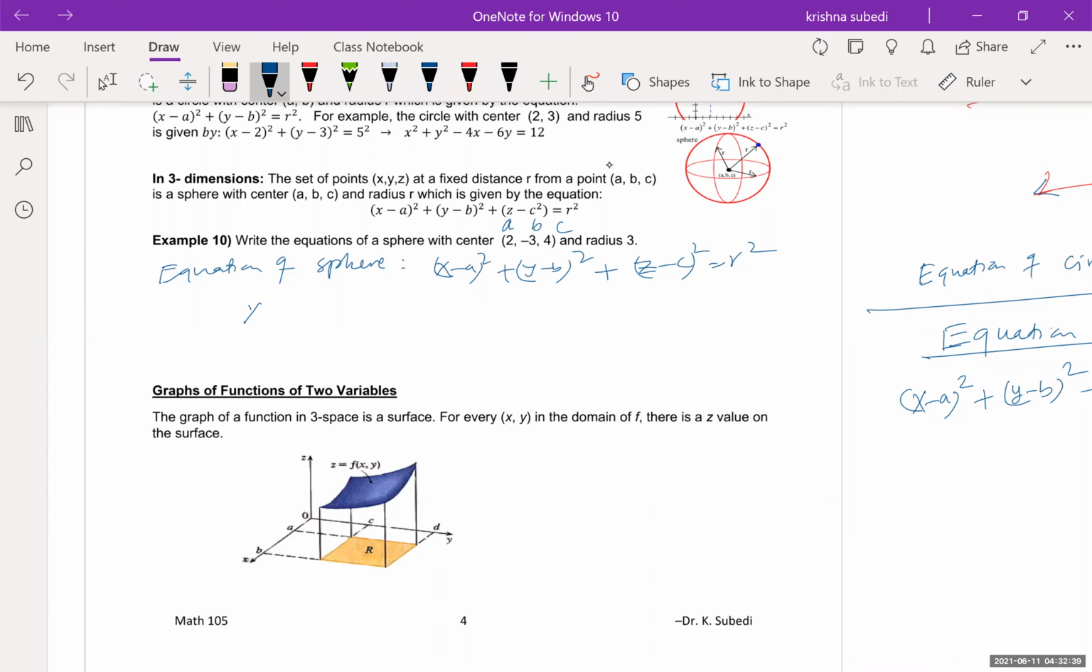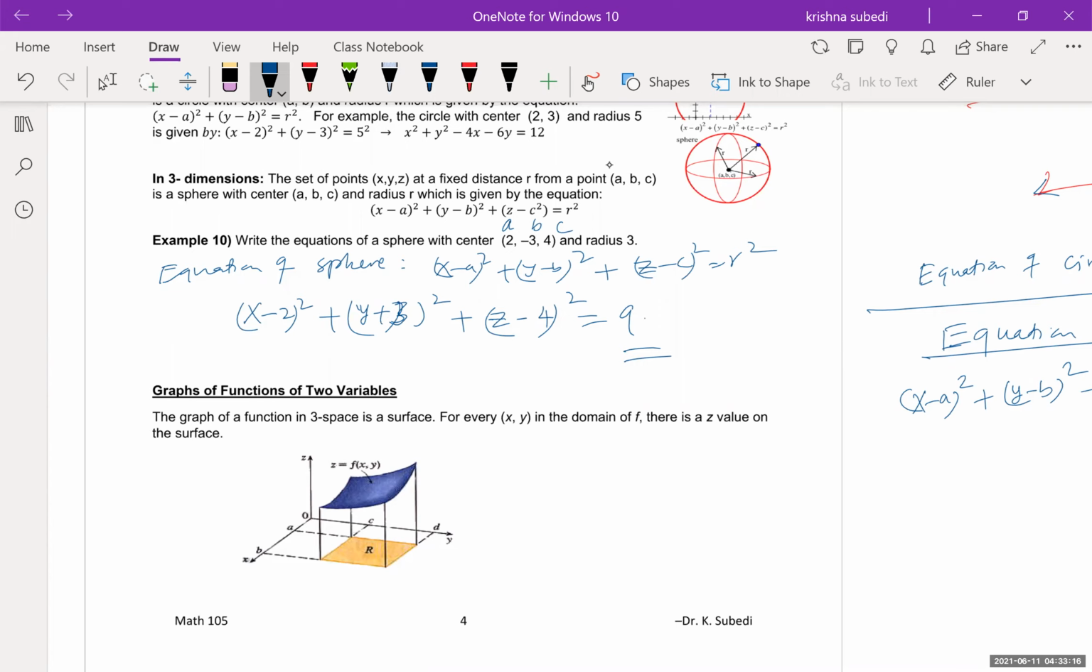Substitute the values, which means x minus 2 square plus y minus, this will be positive 3, y plus 3 square plus z minus 4 square equals r square, which is 3 square, which is 9. That's it. Any questions so far? So if we are given a center of a sphere and the radius, you can find the equation of a sphere easily.